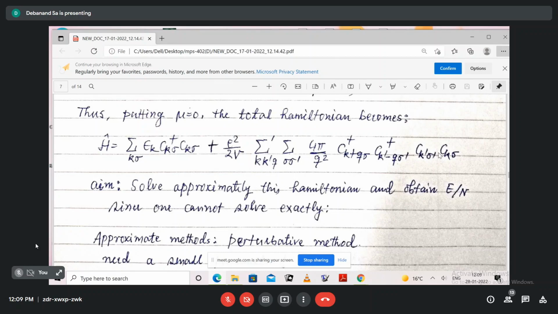Sir, is capital L the length of the potential? Which capital V? Capital L tends to infinity. No, capital L is, see, this V is volume. Volume is L cube. L is the size of the box. In the free electron gas that you have solved, you put an electron in a box, and the box is a cube. The cube has a length L, and L cube is V.